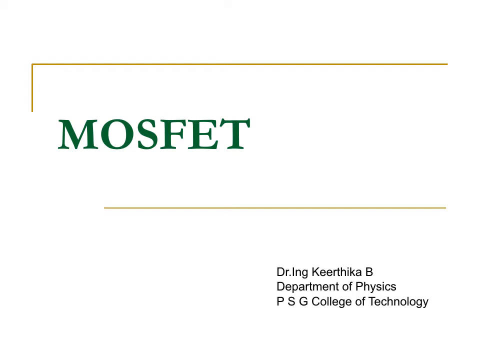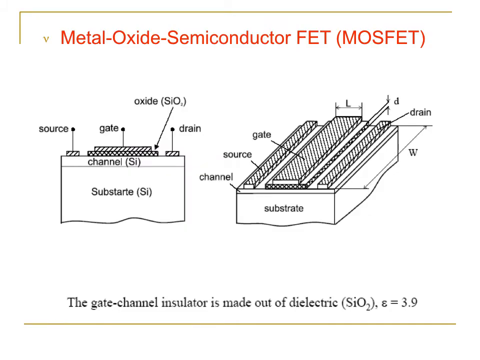Good morning, students. In this class we'll be discussing the MOSFET. The MOSFET is one of the FETs, one of the types of field effect transistors. Among them we'll be looking at the MOSFET. What is a MOSFET? MOSFET stands for metal oxide semiconductor field effect transistor. This is how the basic structure of a MOSFET looks. A MOSFET has a source, a gate, and a drain, right?